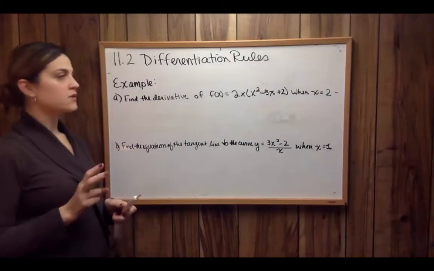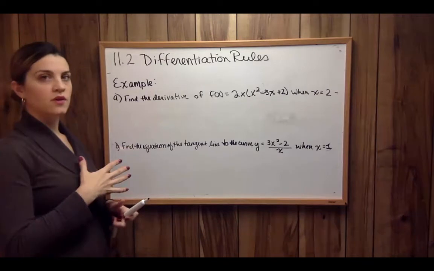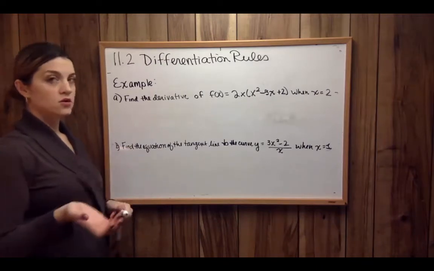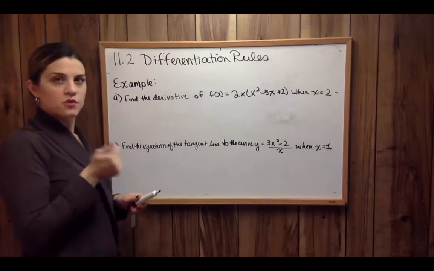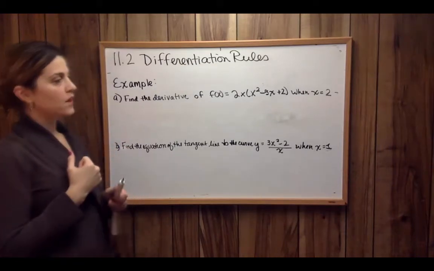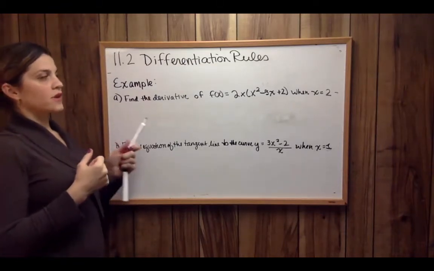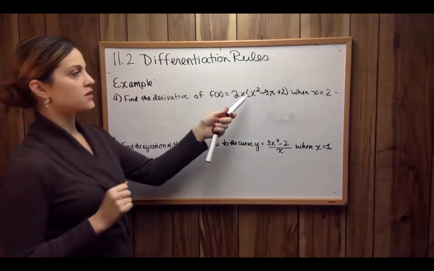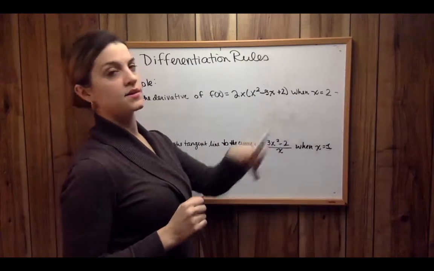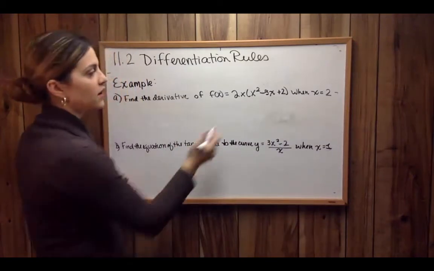So here are two examples that apply the idea of derivative as well as slopes of tangent lines. But in the act of finding the derivative, there's two new techniques that we need to look at. Find the derivative of f of x is equal to 2x times x squared minus 5x plus 2 when x is equal to 2. So notice what's new here.